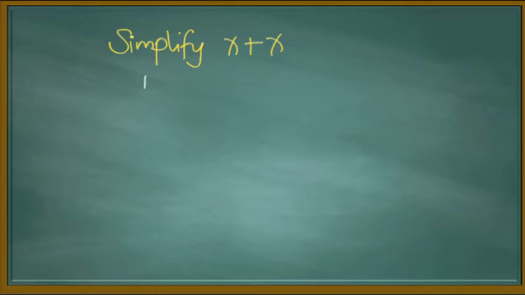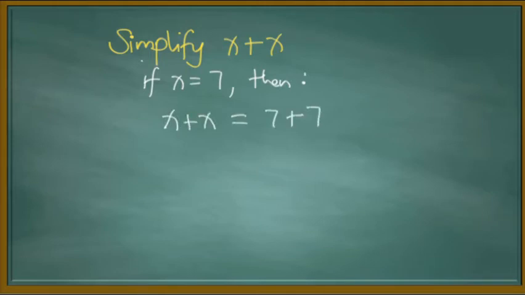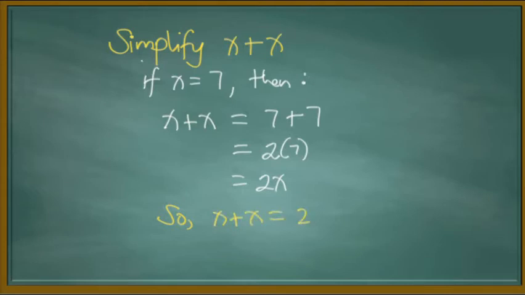This means that if x were equal to 7, then we have x plus x to be the same as 7 plus 7. But when we add 7 and 7, that is the same as 2 times 7. But if we go back to our supposition, we supposed x to be equal to 7, then that means that 2 times 7 is 2 times x, or 2x. So, x plus x is equal to 2x.